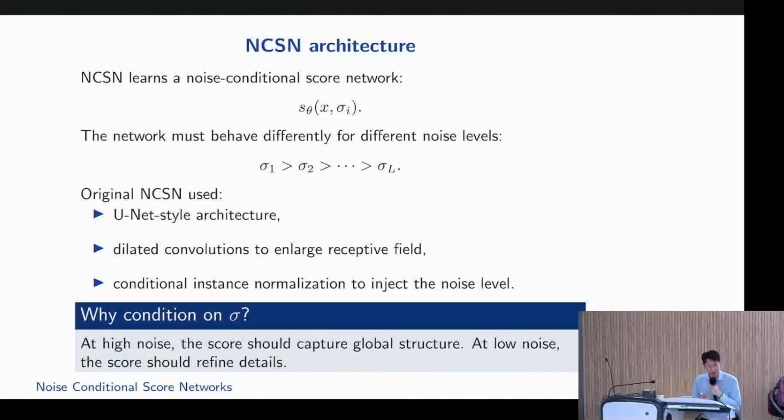In the original paper, they used a U-Net-style architecture. We discussed this last time. And they used dilated convolutions to enlarge the receptive field. They also introduced what's called conditional instance normalization to inject the noise levels. What is it?